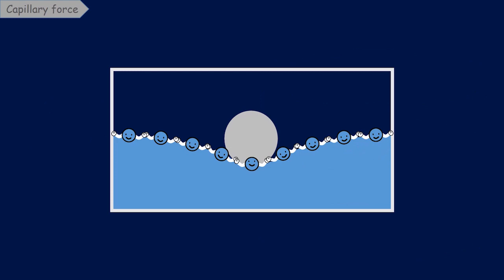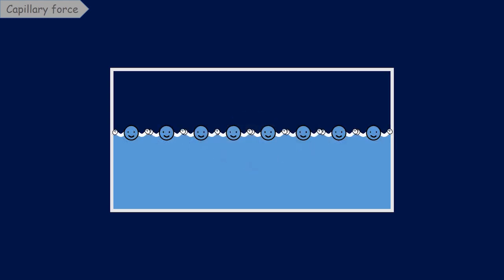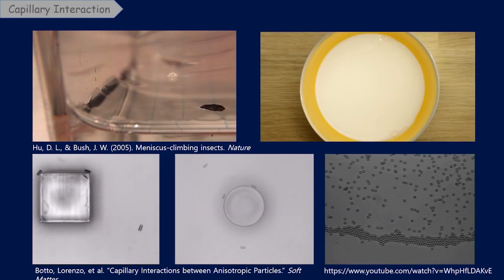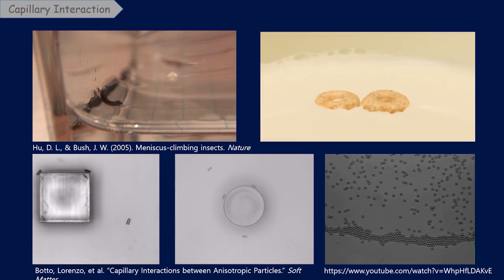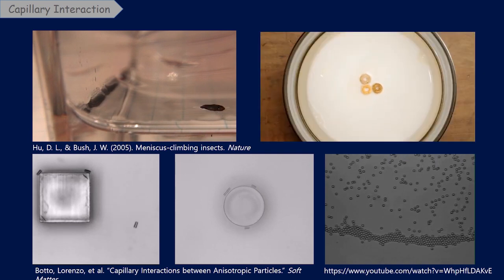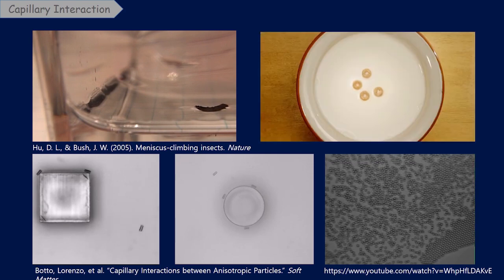Since the surface tension works to minimize the surface area, when we remove the particle on the water surface, it recovers its shape back to the original flat surface, which has the minimal surface area. Any interaction or behavior of particles or things on the fluid interface that is due to the capillary force is called capillary interactions.